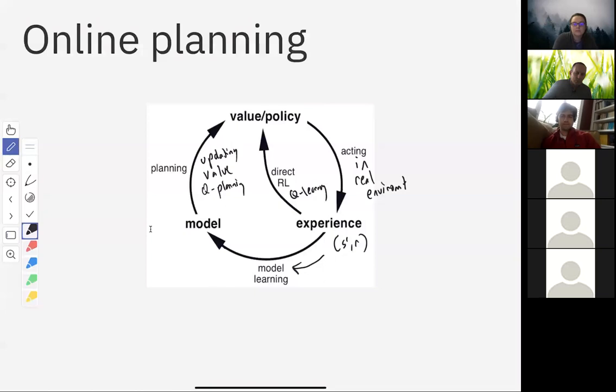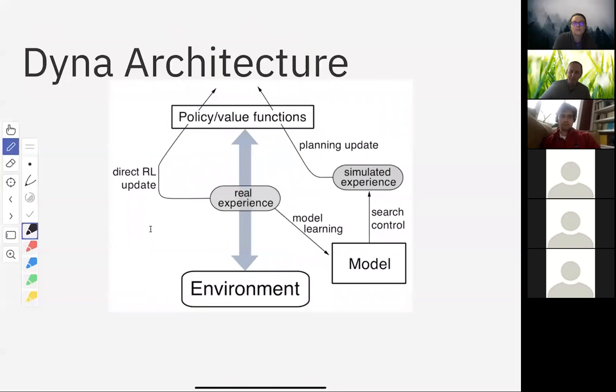Here's another way to look at this. We have our real experience here. We directly update the value function. We use that real experience to update the model. And then from the model, we simulate experience and we also update our policy. So we are utilizing our real experience more fully. We're squeezing as much juice out of it as we can. We are being more efficient with our real experience.